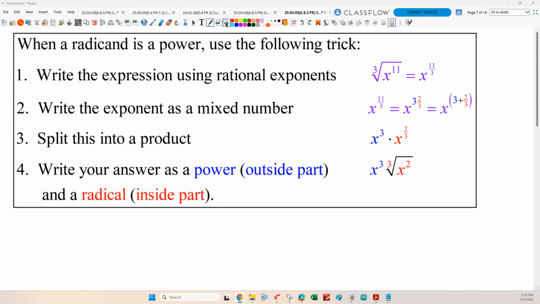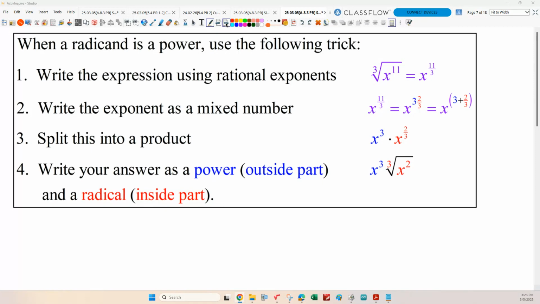What you can do is write that root as a fractional exponent. So remember from yesterday, or the day before, the 3 on the radical, the index is 3. That goes in the denominator, and the 11 goes in the numerator, right? So this radical is equal to x to the 11/3 if I write it as a fractional exponent. So all you have to do is take that fractional exponent and write it as a mixed number.